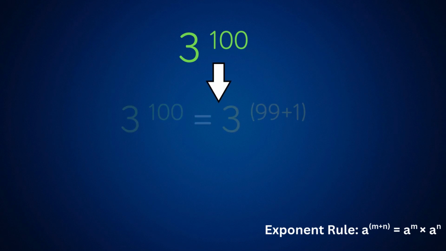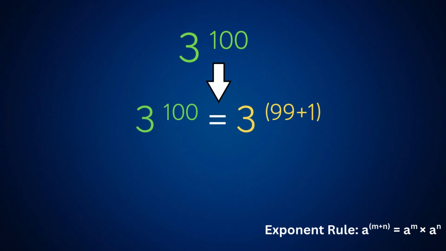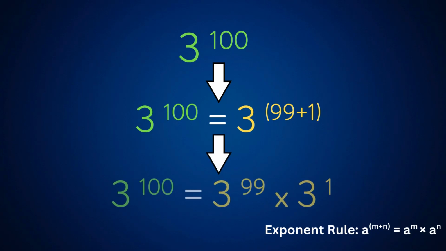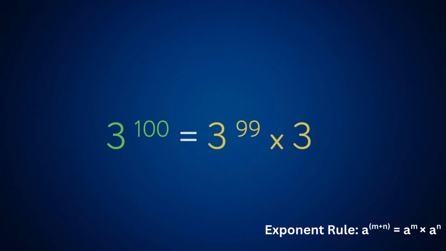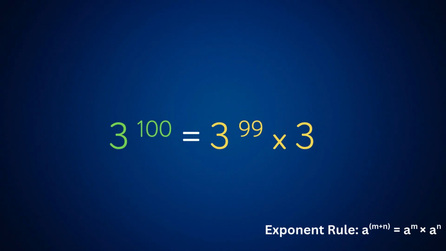Here's where the magic happens. Let's rewrite 3 to the 100th power in a different way. Remember the exponent rule. When you multiply powers with the same base, you add the exponents. So, 3 to the 100 equals 3 to the 99th plus 1. And using our exponent rules, that's the same as 3 to the 99th times 3 to the first power, which is just 3 to the 99th times 3.